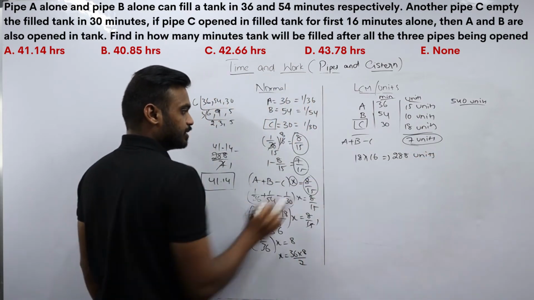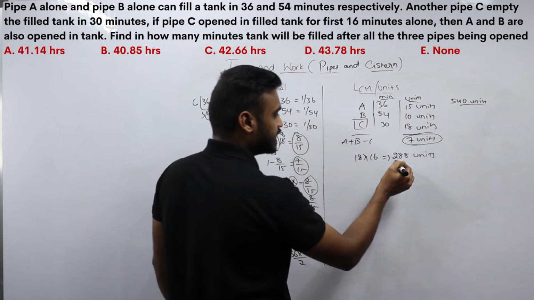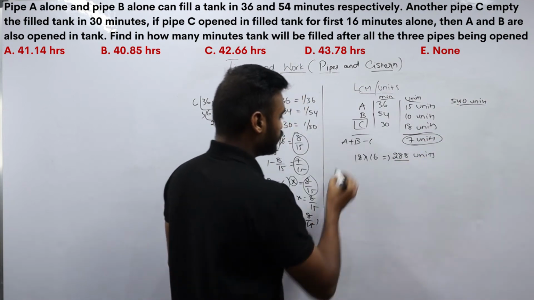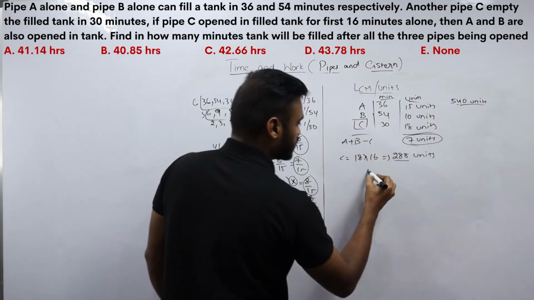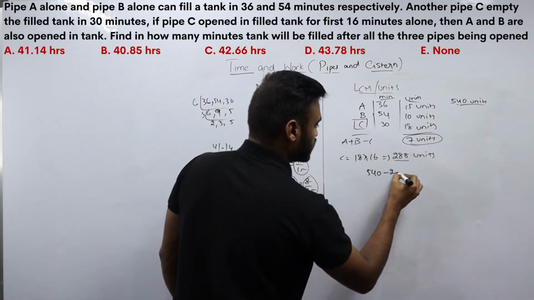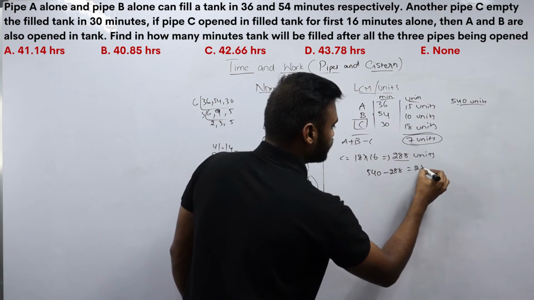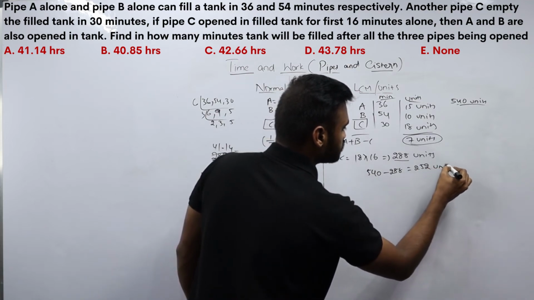So for the first 16 minutes, C removed 288 units out of these 540 units. Okay. So what is the amount of work that is left over? 540 minus 288, so 252 units.